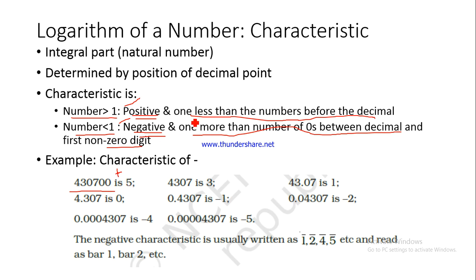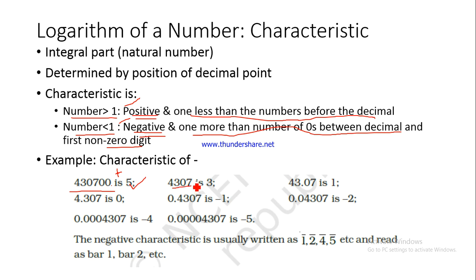And it would be 1 less than the number before the decimal. Now 430700, where is the decimal? It's basically after this 0. So this is where the decimal is. And how many digits are there before the decimal? There are 6 digits. So 1 less than the numbers before the decimal. There are 6 numbers before the decimal. 1 less is 5, and that is why the characteristic is 5, and this is positive 5 because the number is greater than 1. Now let us see whether you can do it on your own now.